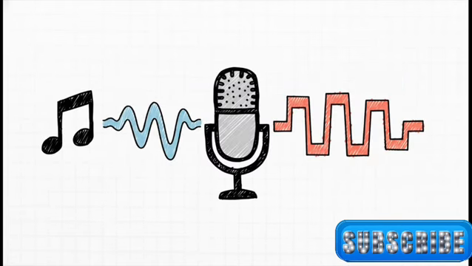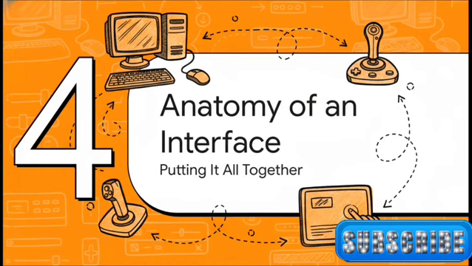It takes the physical vibrations of your voice, your sound waves, and converts them into a digital signal the computer can work with. I mean, this is the tech behind everything from your voice memos to having a full-blown conversation with your smart assistant. So when you start combining these different kinds of input, you get something that's way more than just a pile of gadgets. You get a complete system for interaction. You get the anatomy of a modern interface.